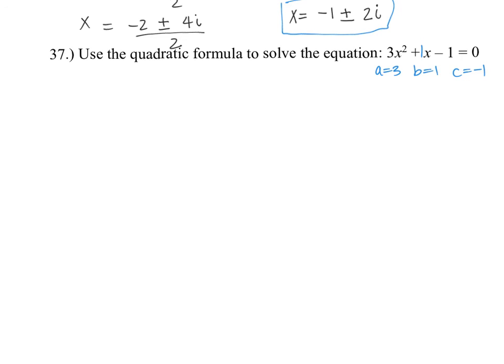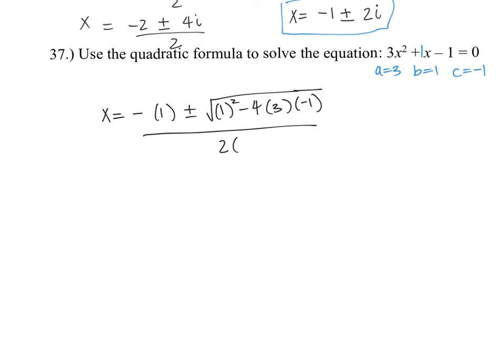If I were to solve this, let's use the quadratic formula. So x equals negative b, which in this case is 1, plus or minus the square root of b squared, so 1 squared, minus 4ac, my a being 3 and my c being negative 1. And this is all over 2a. My a is going to be 3. So I'm ready to solve and simplify.